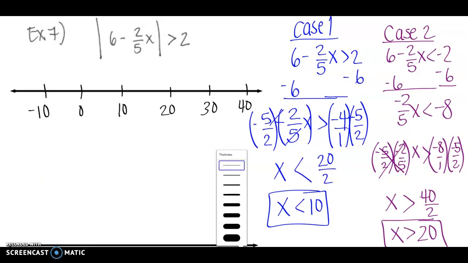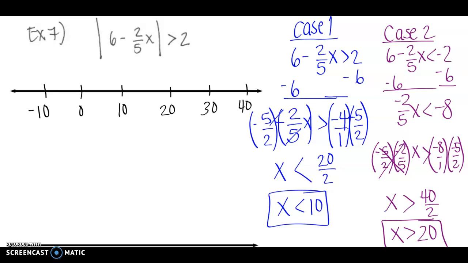All right, so I ended up with x is greater than 20. You can see my work here. I multiplied both sides by negative 5/2. I had to switch the direction of the inequality symbol. And this side on the left is just x. And then on the right, we have 40 over 2, which is 20.